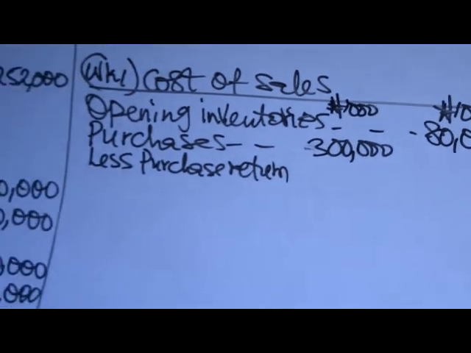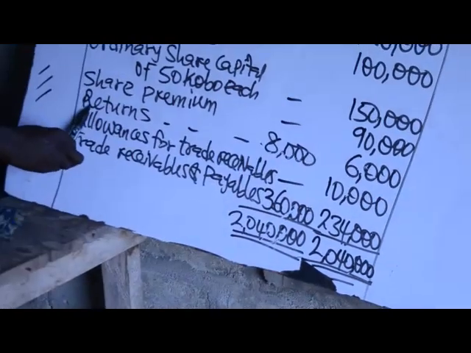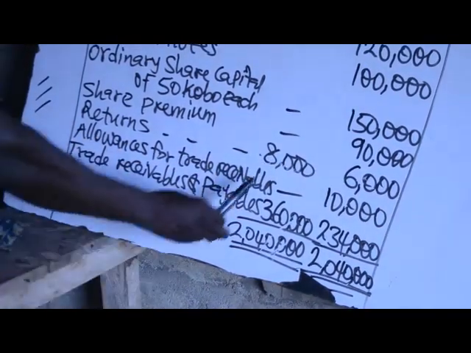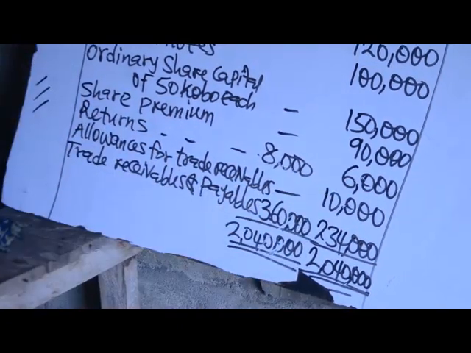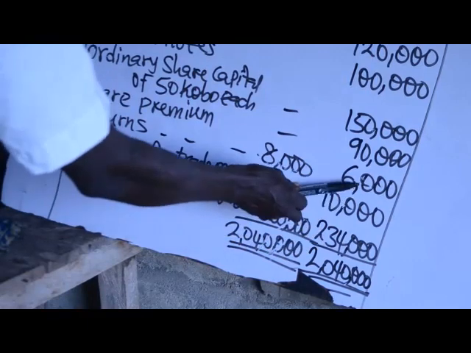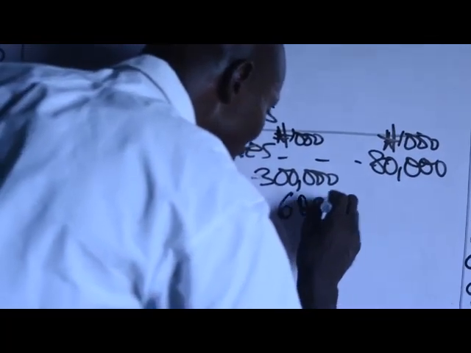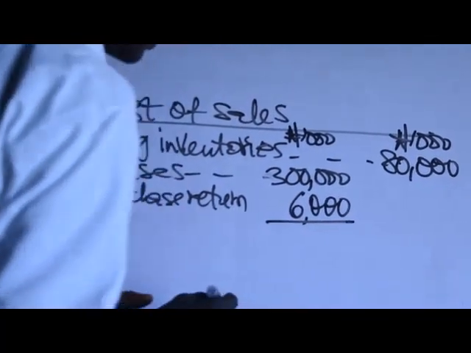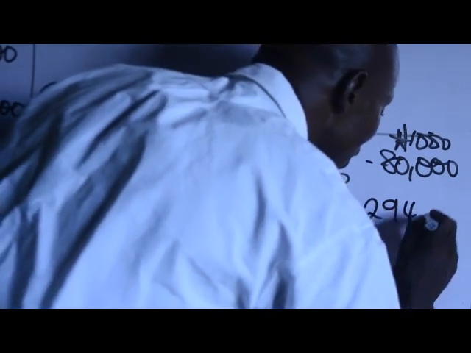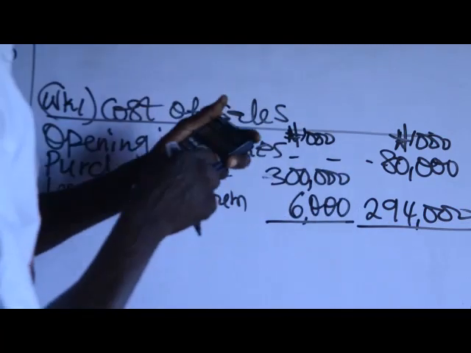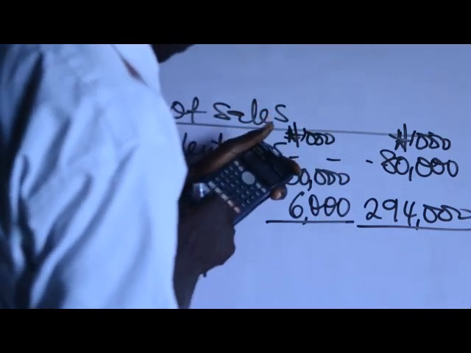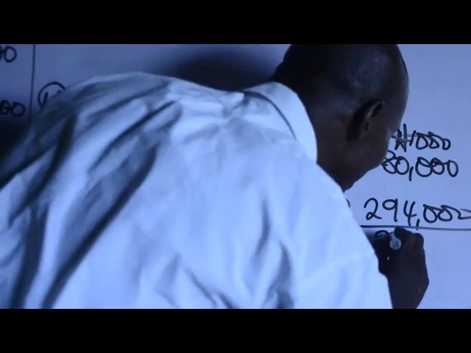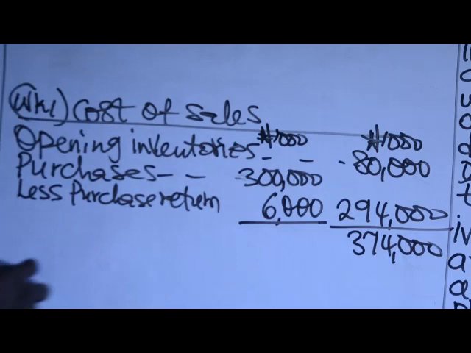Back to the trial balance. At the credit side, you have returns. The 8,000 at the debit side represents the returns inward, while the 6,000 at the credit side represents the returns outward. So we are going to subtract the returns outward, which is 6,000, from our purchases. Now we have less the purchase return of 6,000. If you subtract 6,000 from 300,000, then you have 294,000. Now if you have 80,000 plus 294,000, then you have 374,000.